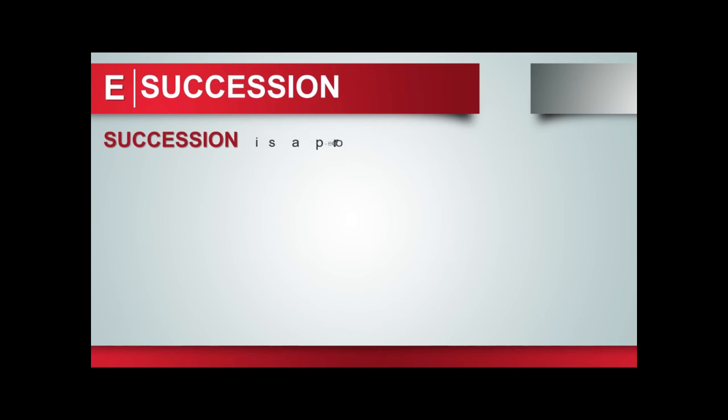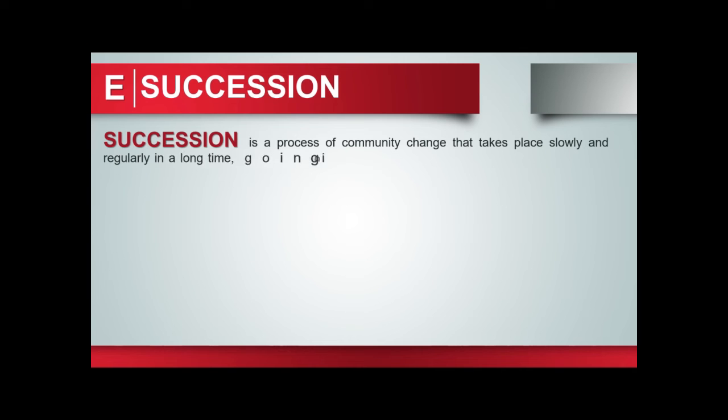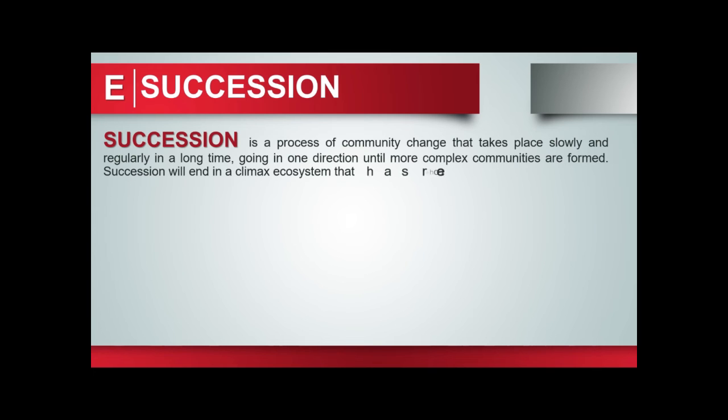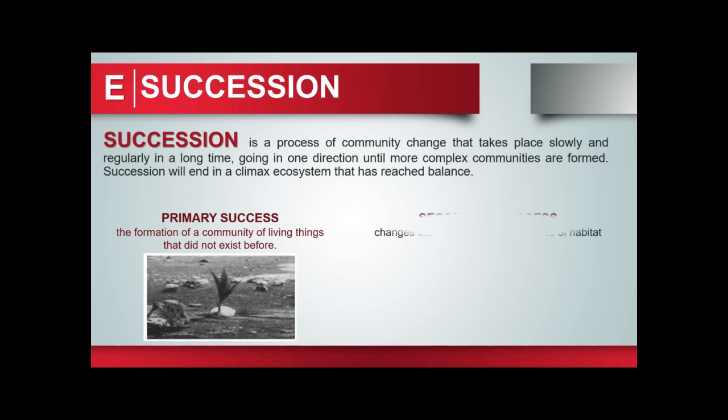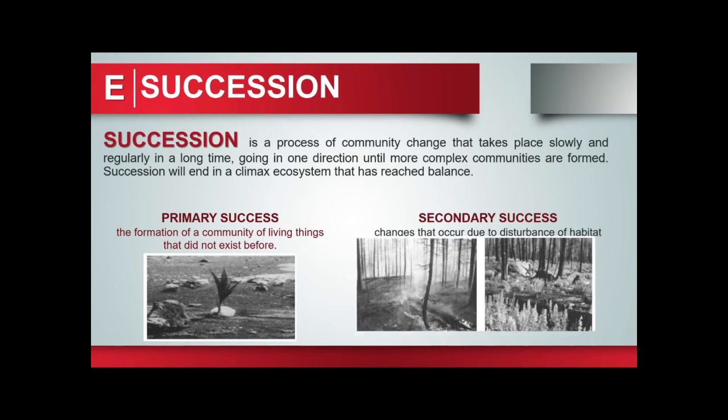Next, we'll talk about succession. Succession is a process of community change that takes place slowly and regularly over a long time, going in one direction until more complex communities are formed. Succession will end in a climax ecosystem that has reached balance. Primary succession, the formation of a community of living things that didn't exist before. And secondary succession, change that occurs due to disturbance of habitat.